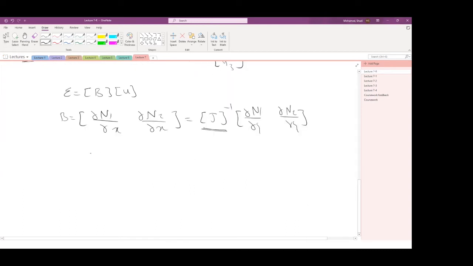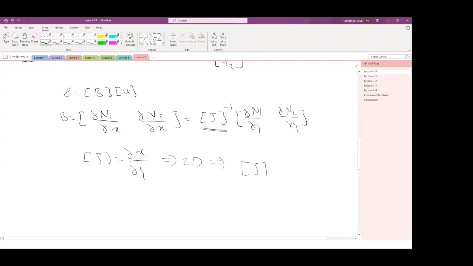We know from before the Jacobian is the derivative of x with respect to psi. This is what we had in 1 dimension. Now, in 2 dimensions, we have x and we have y and we have psi and we have eta. So the expression for the Jacobian in 2 dimensions is going to look like this. In 2D, this is going to look like this.